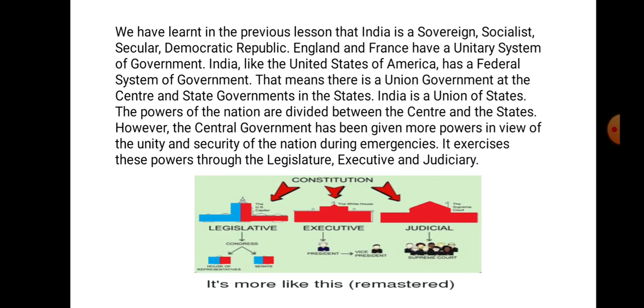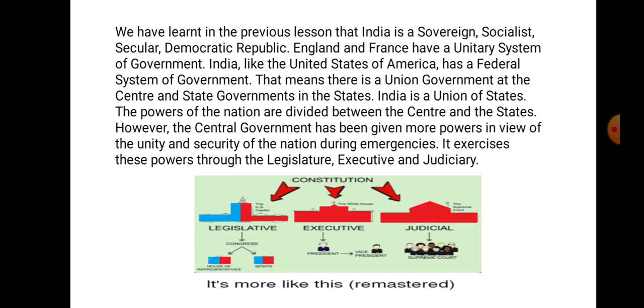So in India, we have federal system and union of states, that is, we have one central government which governs the whole nation, and we have 29 states. So the power is distributed between the central and the state government. This is the meaning of federal government. However, the central government or the union government has been given more powers. Why? Because in view of unity and security of the nation during emergencies, if difference of opinion exists between central and the state government, voice of the central government always prevails.